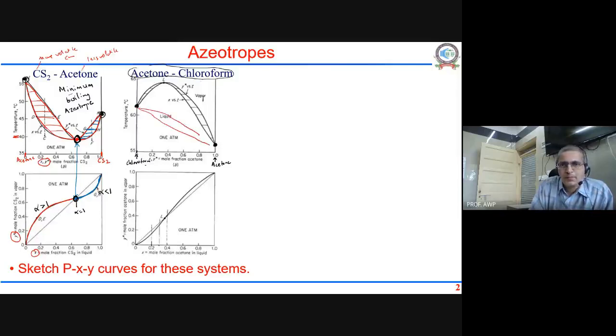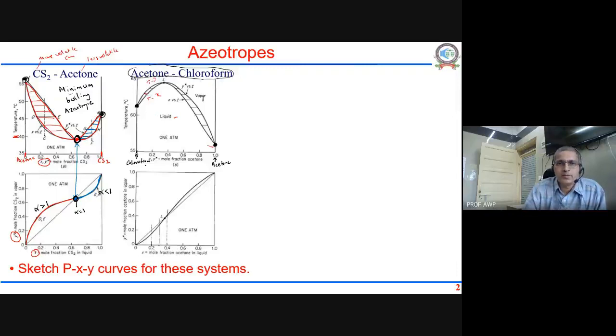I mean, you get the point, right? This would have been how Tx and Ty would have looked had Raoult's law been applicable, right? But it is no longer applicable. The Tx looks like this and the Ty looks like this.